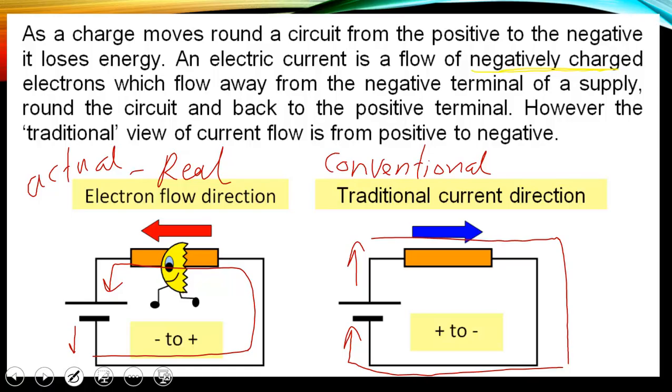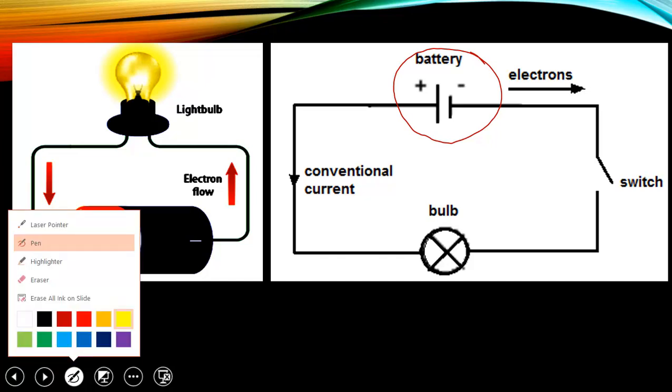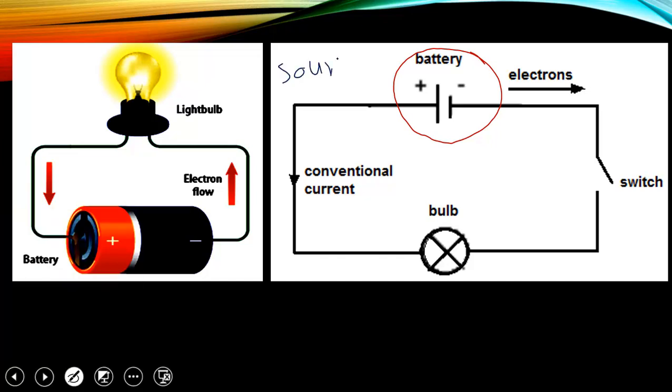Okay, we will go back again to the parts of the electric circuit. Number one, look at the right picture. There are many symbols of electric devices. Number one is called the battery. Battery is considered a source of energy. So battery is a source of energy. Battery is the source of energy, not a source of electrons.